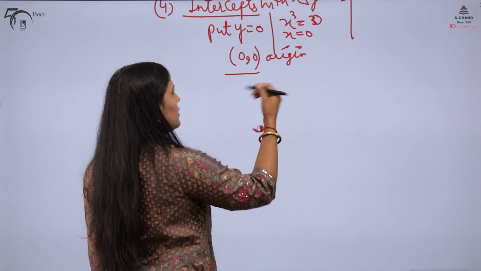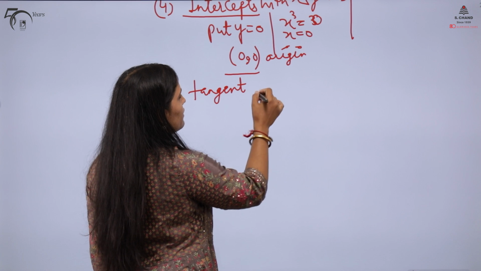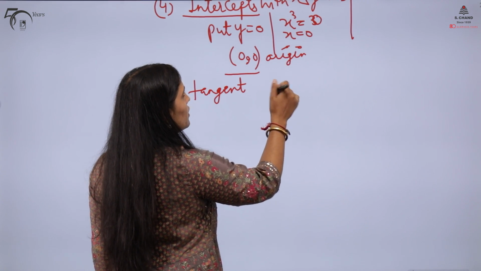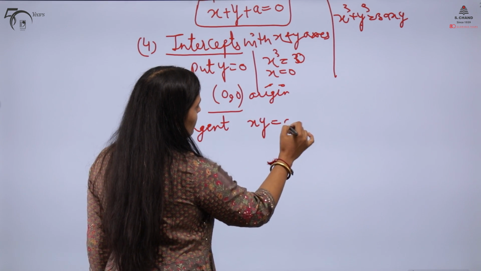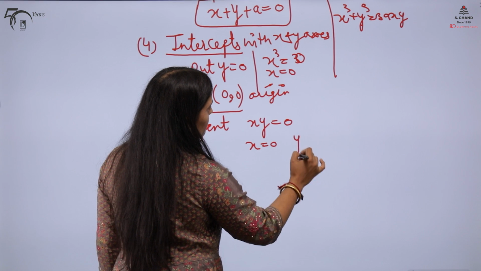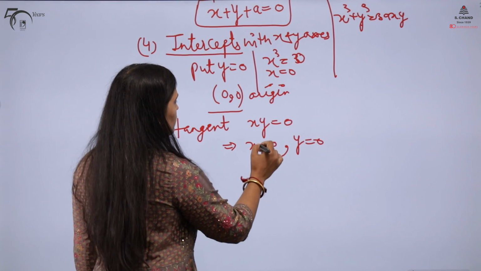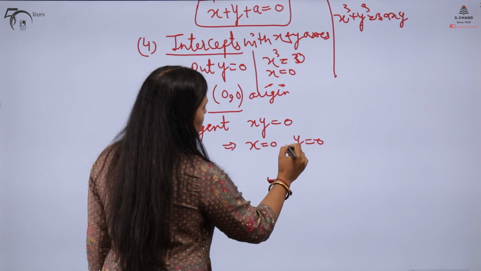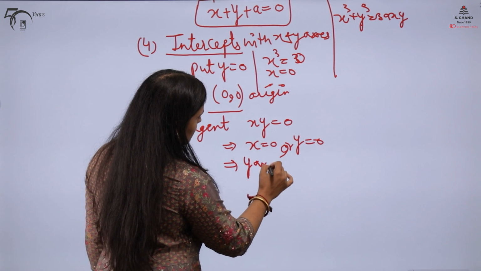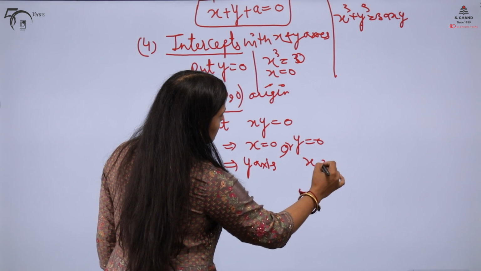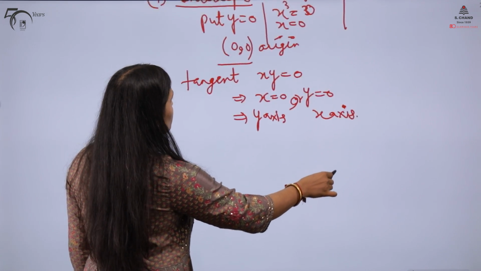If the origin is lying on the curve, you should also calculate the tangent. For the tangent at the origin especially, what will you do? The lowest degree term, that is xy, put that equal to 0. It gives you x equal to 0 or y equal to 0, because the product is 0, so either one is 0 or both are 0. x equal to 0 means the y axis is the tangent, and y equal to 0 means the x axis is the tangent. So, this is the fourth point.